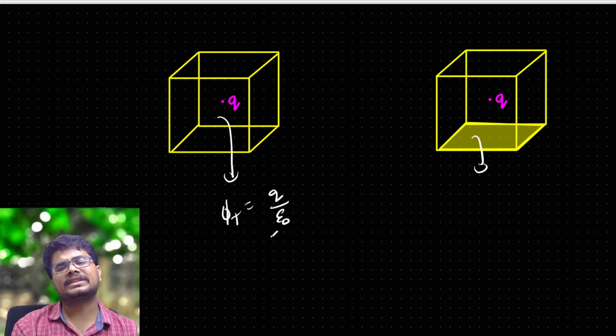But how many faces are there? Six faces: 1, 2, 3, 4, back and front. So what do you write? The flux through each face equals what you can write?